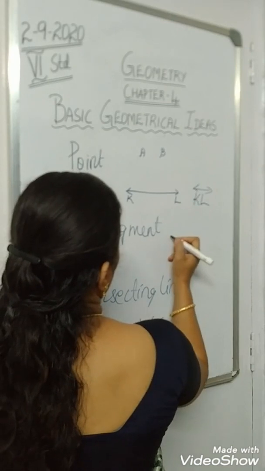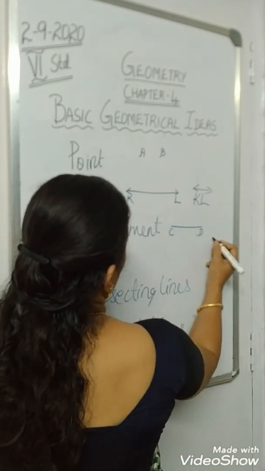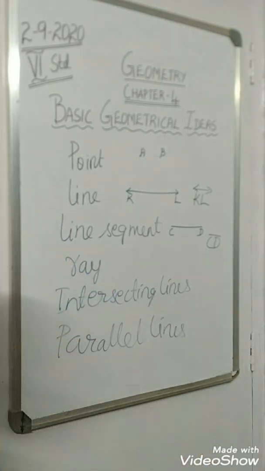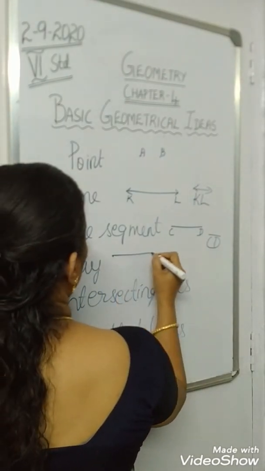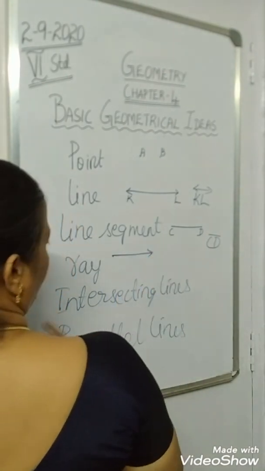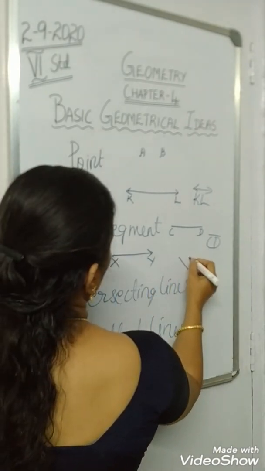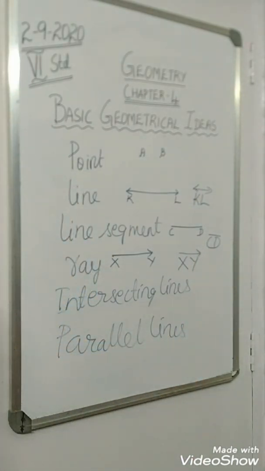Here, line segment. Suppose this is a line segment CD. We write it as CD with a line on top. Now a ray. Ray contains a starting point but no ending point. We can represent it like this. XY is a ray. Okay.